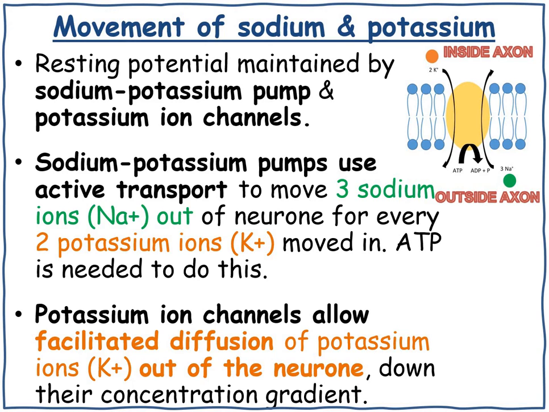Potassium ion channels then allow facilitated diffusion of potassium ions out of the neuron once it's just been pumped in, down their concentration gradient, and that leads to a build-up of positive ions on the outside of the axon, leaving the inside relatively negative.